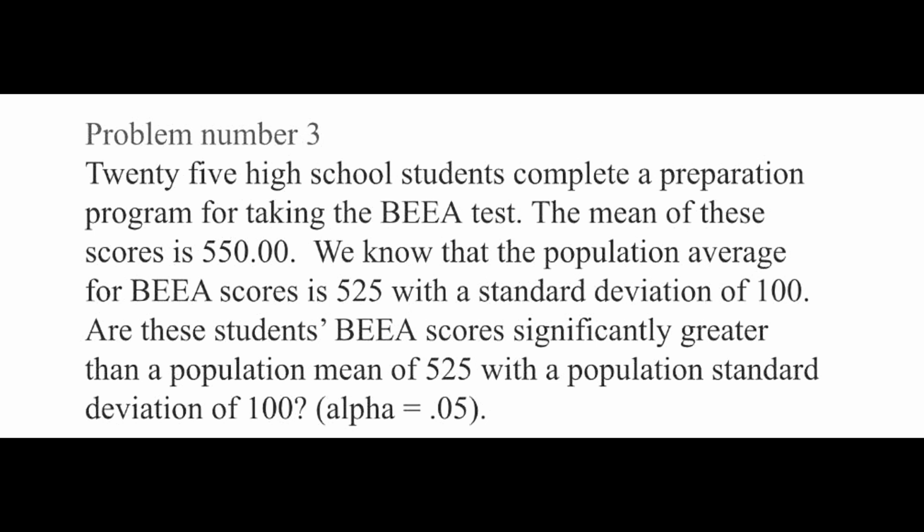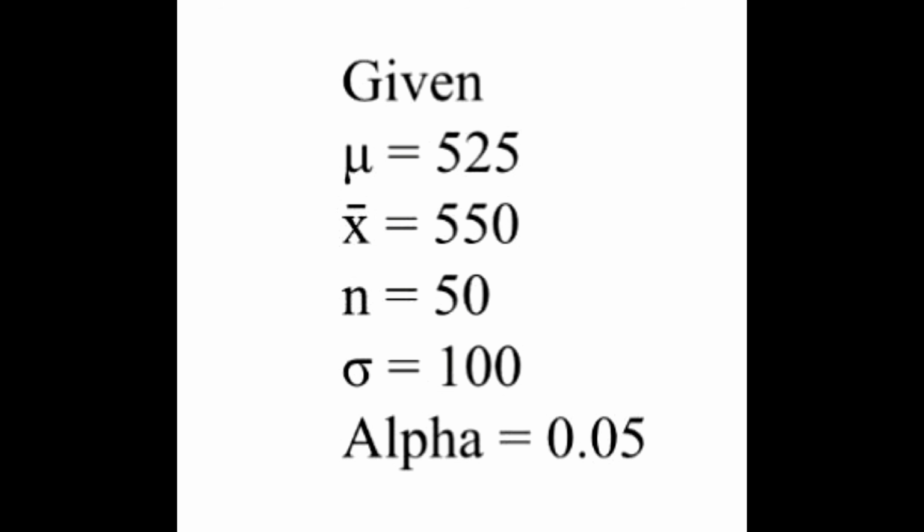Alright, here's question 3. 25 high school students completed a preparation program for taking a test. The mean of these scores is 550. We know that the population average for scores is 525 with a standard deviation of 100. Are the students' scores significantly greater than the population mean of 525 with a population standard deviation of 100? Alpha equals 0.05. Jot down the given.